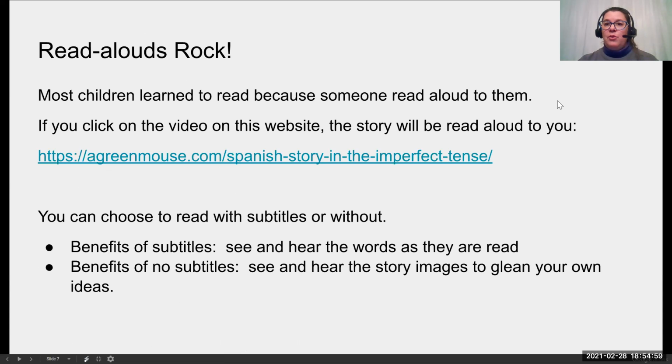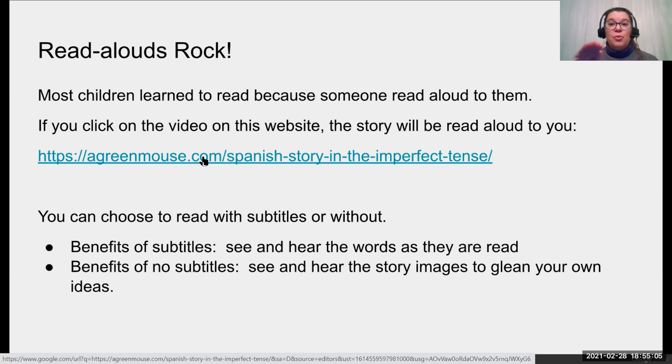Now, if you would like to have a full read aloud by a native speaker, you can click right on this and the entire story is going to be read to you aloud. And you can choose subtitles or no subtitles. I know that when I was growing up, I would have someone read aloud to me and their finger would go along. And so my eyes learned to follow the words and I learned what the words sounded like. So it's just something to think about. Again, there's a full read aloud right there by a native Spanish speaker.